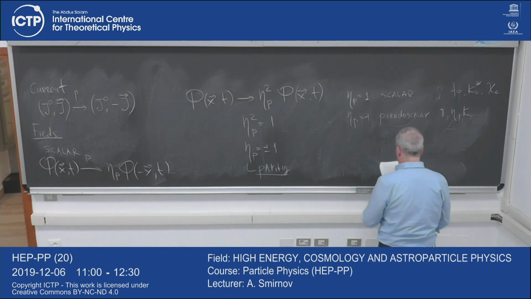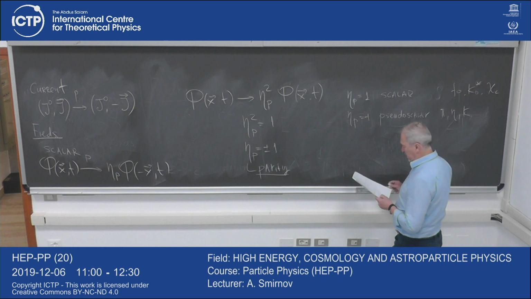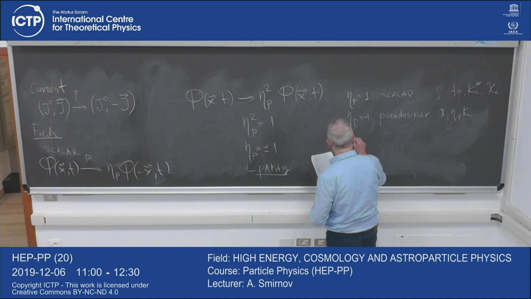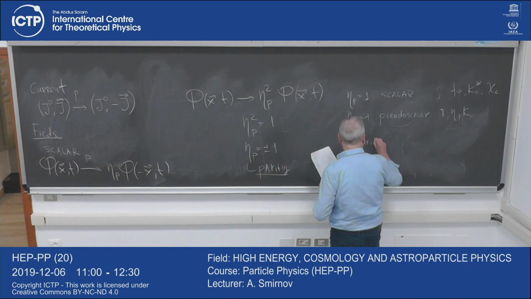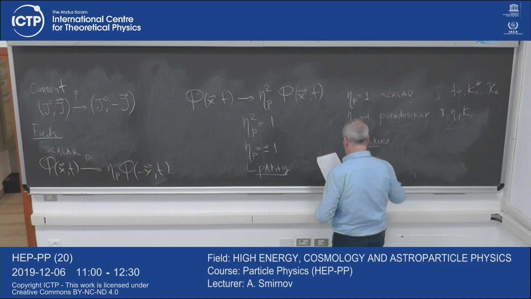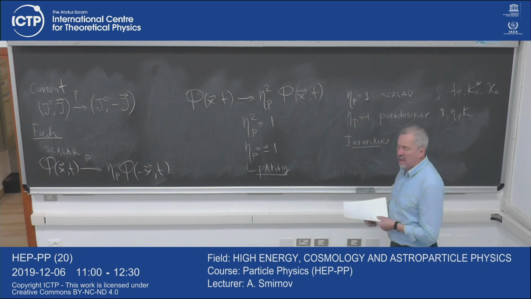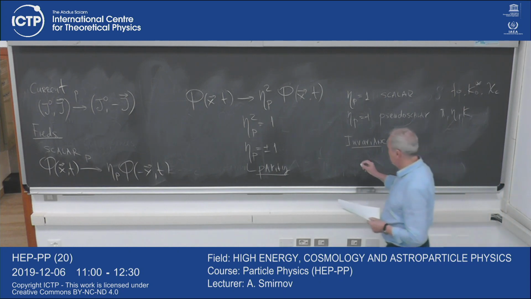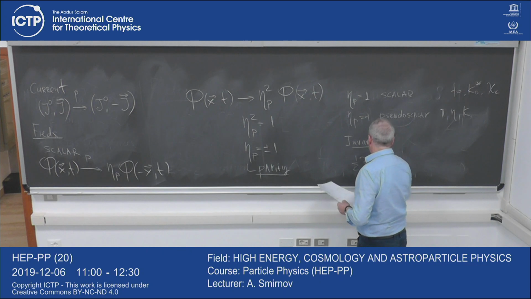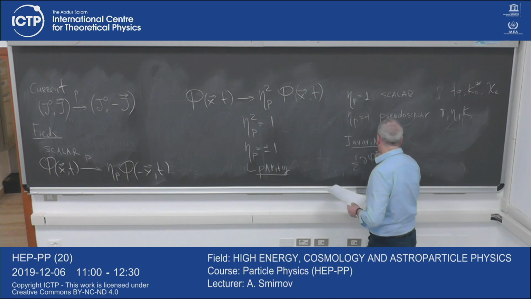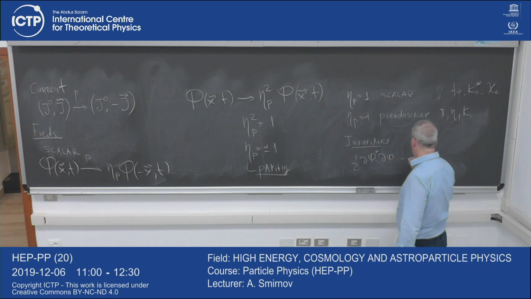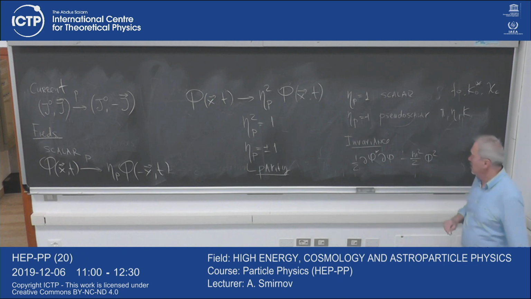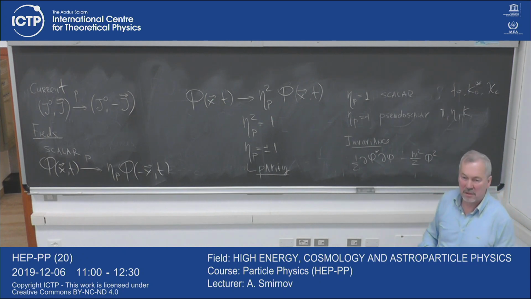So clearly the free Lagrangian of the scalar field is invariant under P transformation. If you take a scalar field, then the free Lagrangian is bilinear, right? You have the kinetic term, which is 1/2 d phi star d phi, and then the mass term. And clearly this is invariant under these transformations.